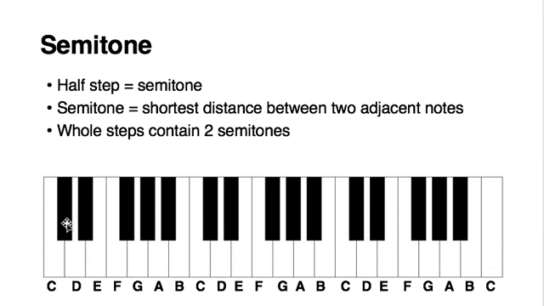So the whole step between C and D, right, has two semitones, because you go from C to the black key, that's one semitone, and then you go from the black key up to the next available key, which is D, two. So it happens that all whole steps are like this. They always have two semitones or two half steps within them.